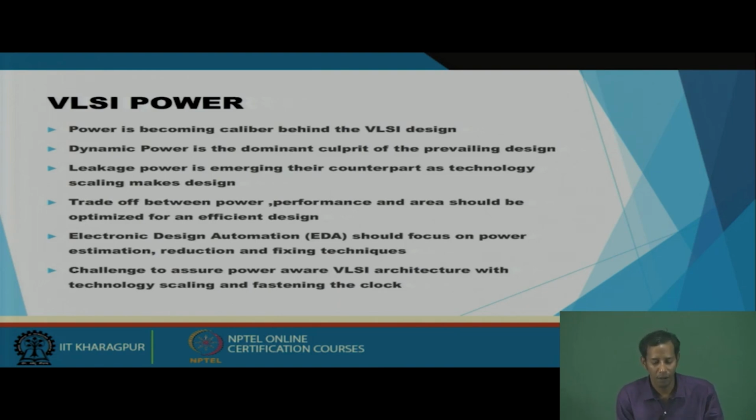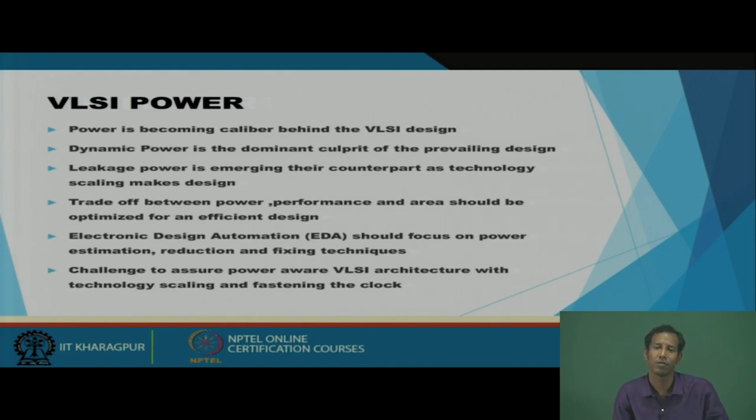Then there is a trade off between power, performance and area, which should be optimized for an efficient design. Whenever we consider a low power application and focus on power as our major constraint, it may happen that we lose performance in terms of area or speed, where we compromise and gain in terms of power saving. Those types of trade offs are there, because power, area and speed all have a relation. If I increase the speed, then in all aspects I cannot gain.